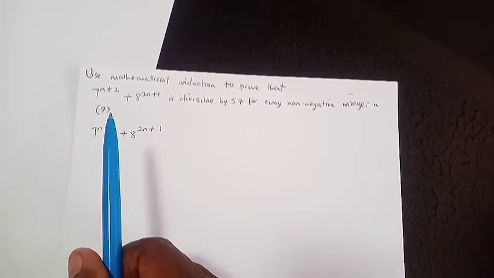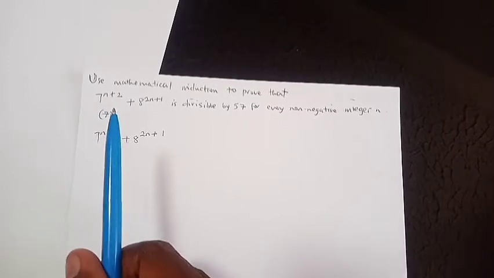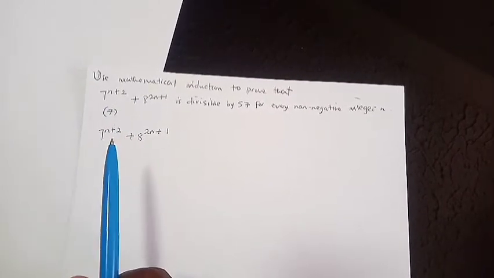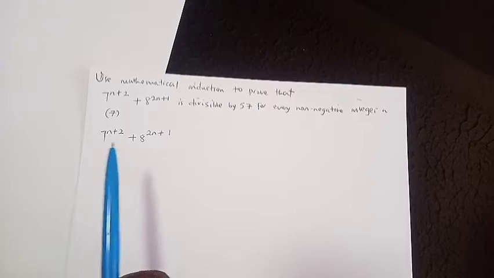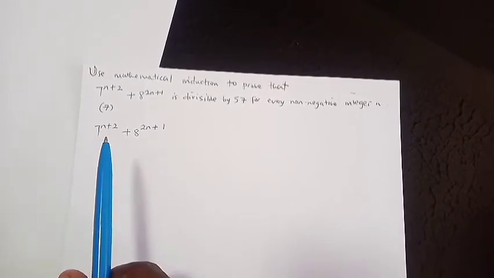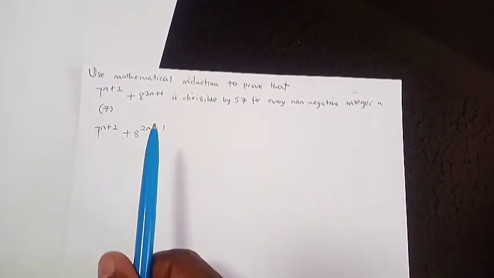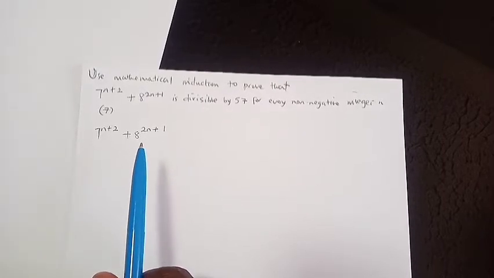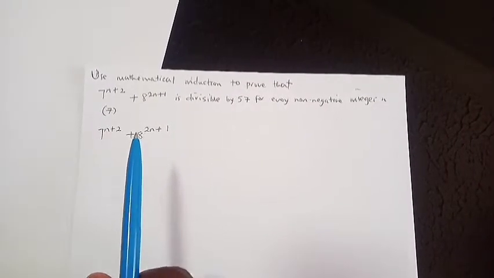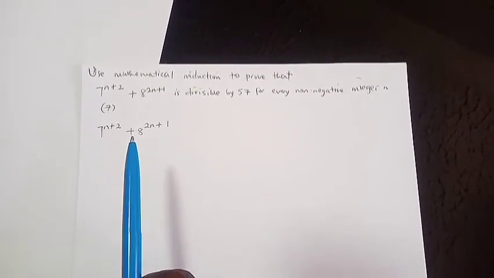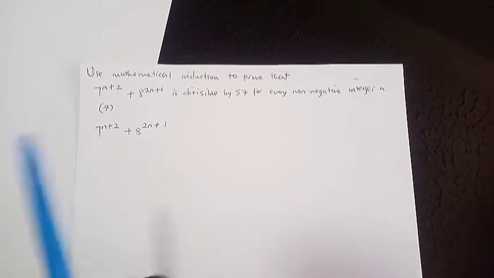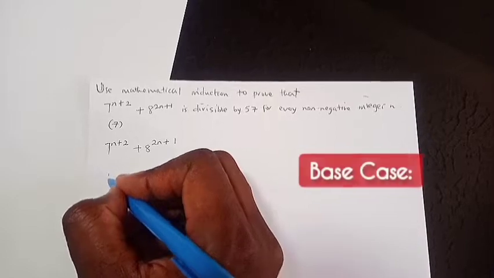So let's get right into it. I write the expression up and down, 7 to the power of n plus 2 plus 8 to the power of 2n plus 1, for clarity purposes. Now I'll break down this solution into 3 stages. Our first stage is going to be called the base case.